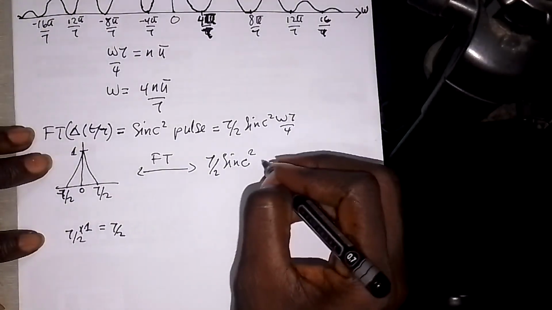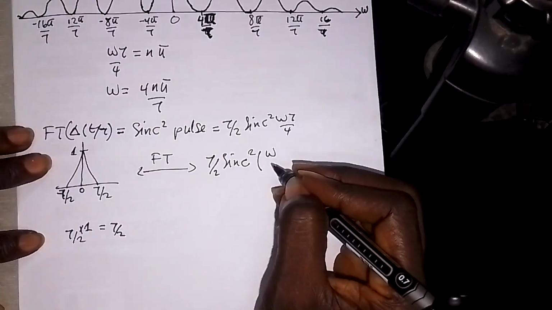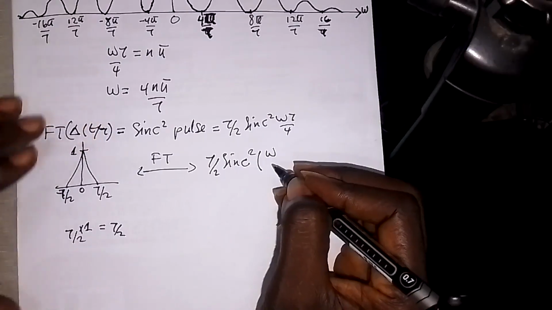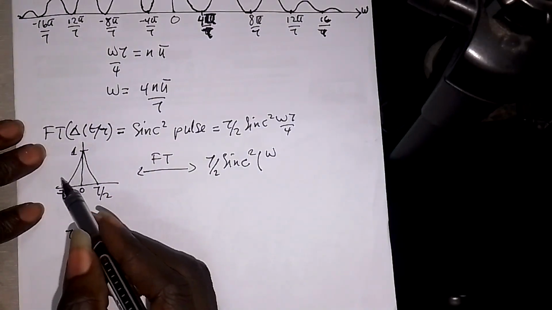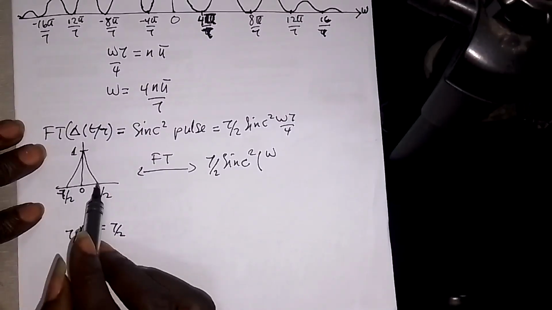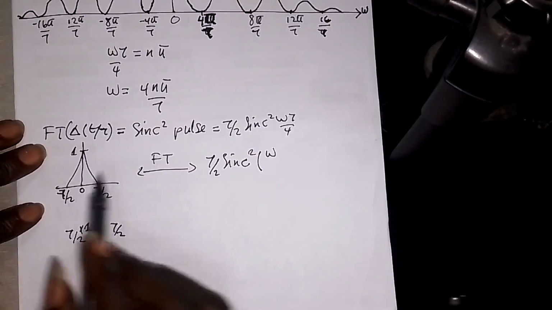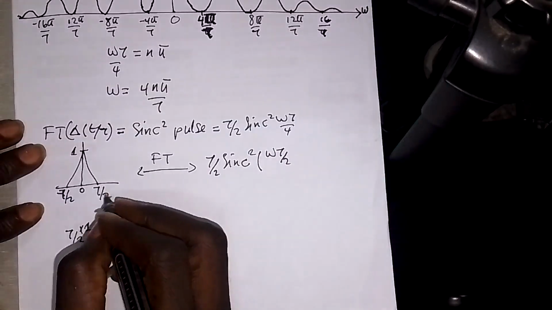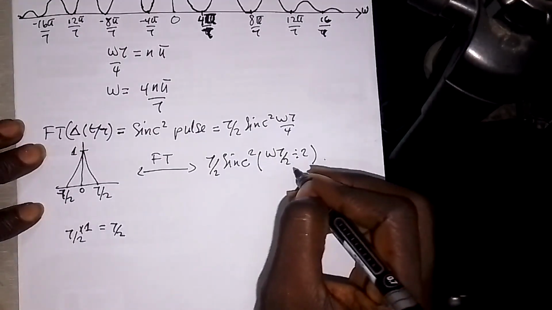Then we come to the angle aspect. That one you write omega first. Then what you're going to have here is half of the base. So what is half of this base? Half of this base is tau on 2. So into tau on 2, divided by 2.